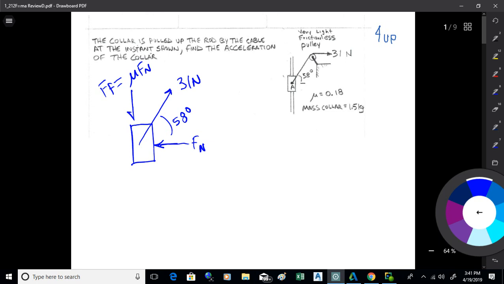And then what else here? I always put the acceleration on those. I assume it's going to accelerate up. And I think I forgot the weight on there, didn't I? So 1.5 times whatever gravity is. Okay, good. See, that's why I put the up on here.